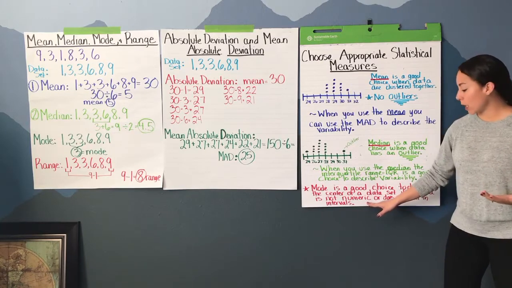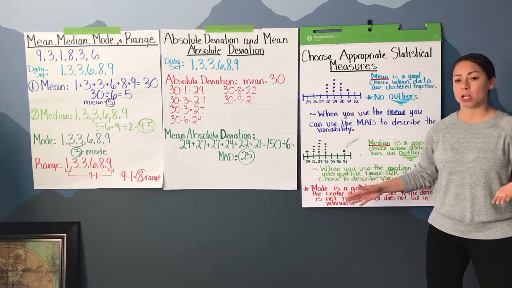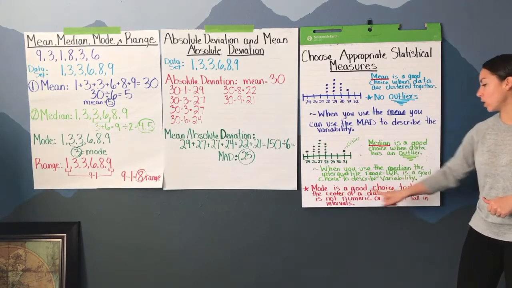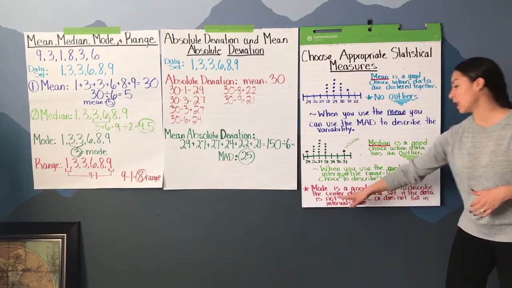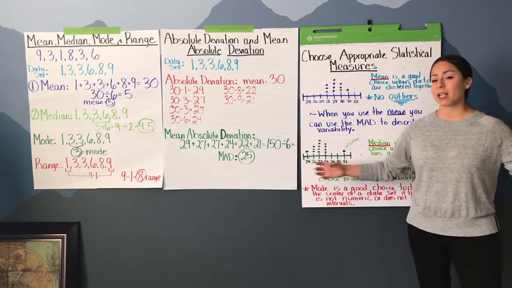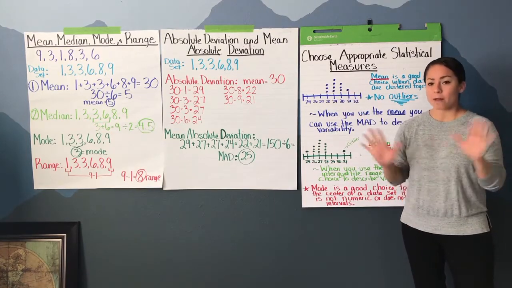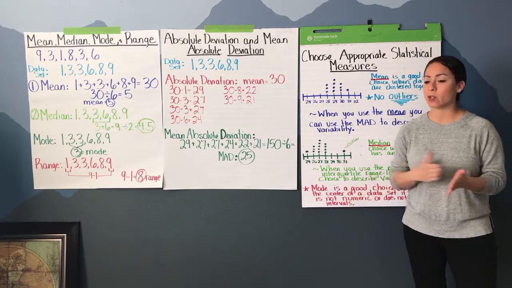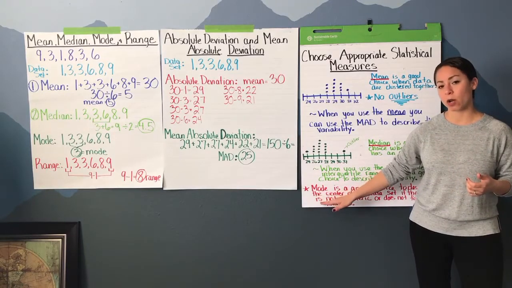So if that is your data set, then the mode is the one you would use to describe the measure of center, okay? So you would use the mode. It is a good choice to describe the center of a data set if the data is not numerical or does not fall in intervals. So maybe the data has a lot of variety and is very scattered and doesn't make very much sense and you can't put it in intervals, then your mode is going to be the best measure of center, okay?